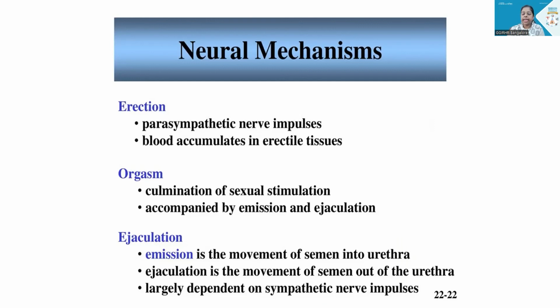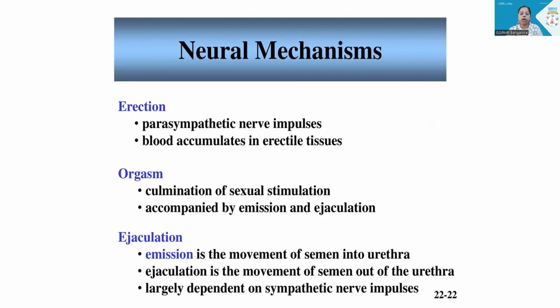Coming to neuronal mechanisms, orgasm is the culmination of sexual stimulation accompanied by emission and ejaculation. Erection is due to parasympathetic nerve impulses. The blood gets accumulated in the erectile tissue of the penis, and ejaculation is a sympathetic nerve response.